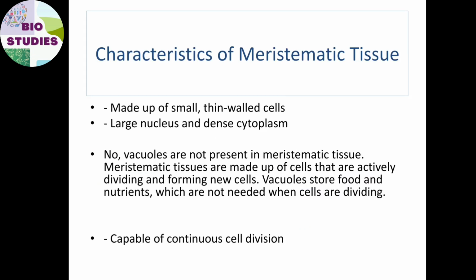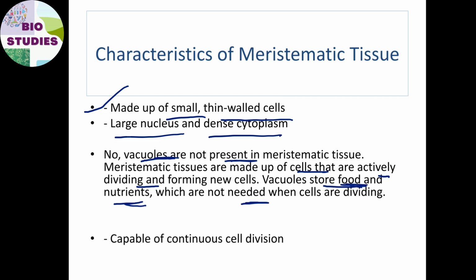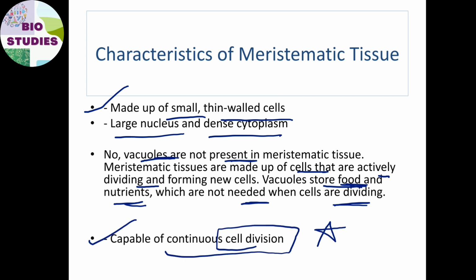So, the characteristics of meristematic tissues are, first, it is made up of small thin wall cells with a large nucleus and dense cytoplasm. In the meristematic cells or tissues, the vacuoles are not present because meristematic tissues are made up of cells that are actively dividing, and vacuoles store food and nutrients which are not needed when cells are dividing. Okay, and these are capable of continuous cell division, which is the main function of the meristematic tissues.